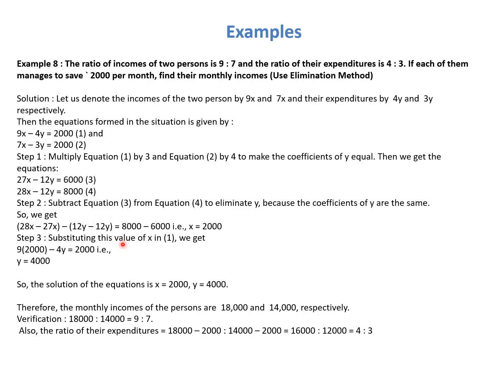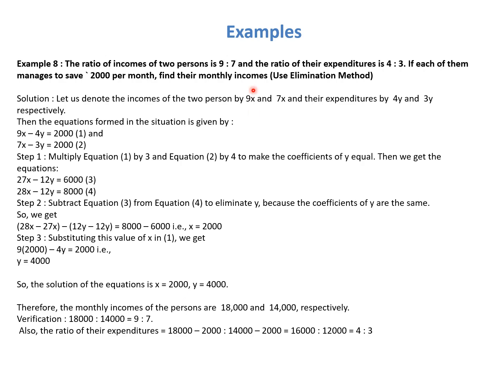So when we solve this equation, we get the value of x as 2,000. And when we put this value of 2,000 back into any of the equations, we'll get the value of y. So the solution of the equation is x is equal to 2000 and y is equal to 4,000. So what we have to do is identify the monthly income and expenditure of a person.